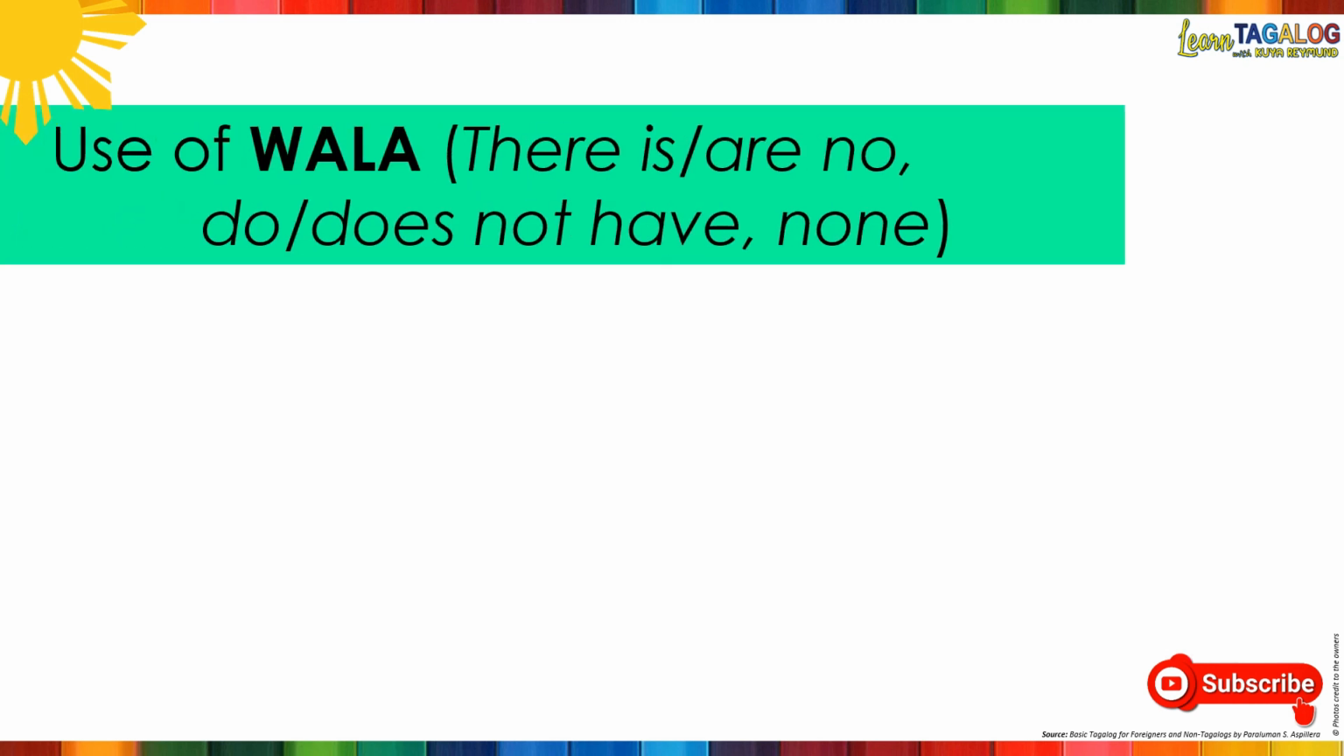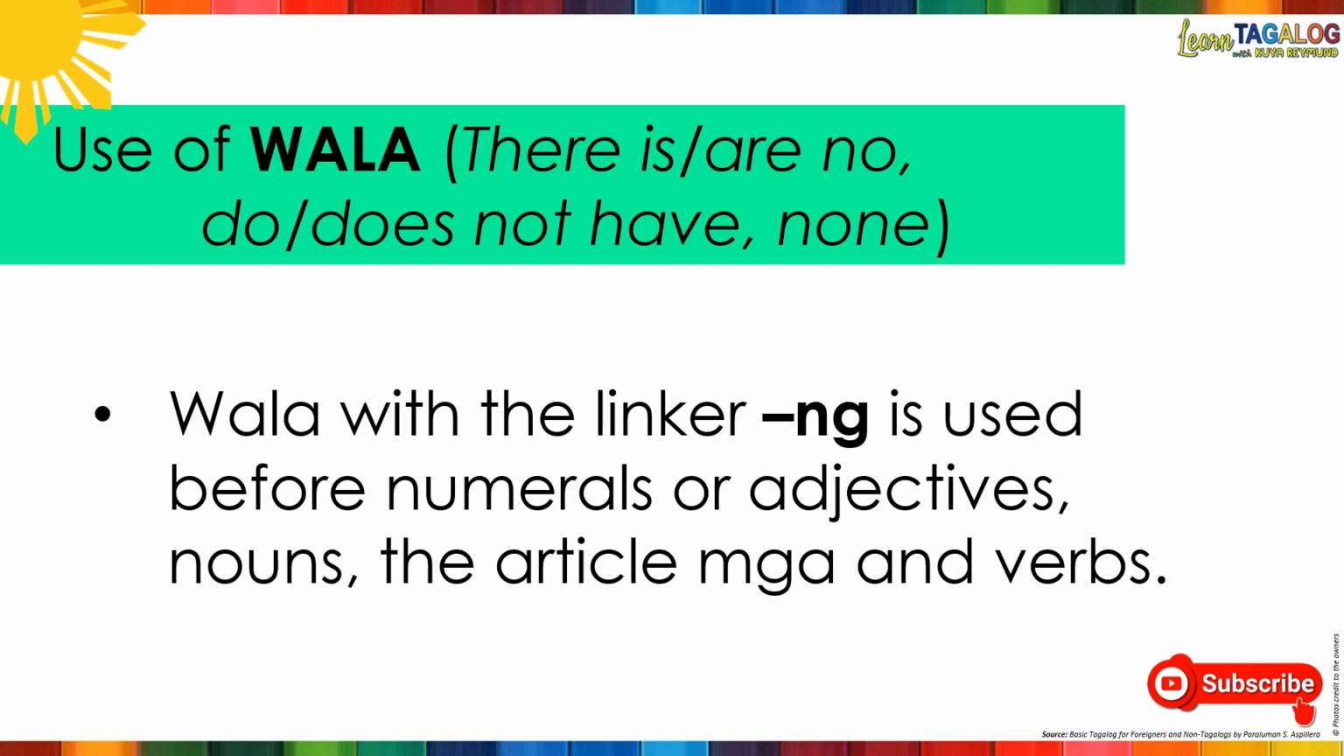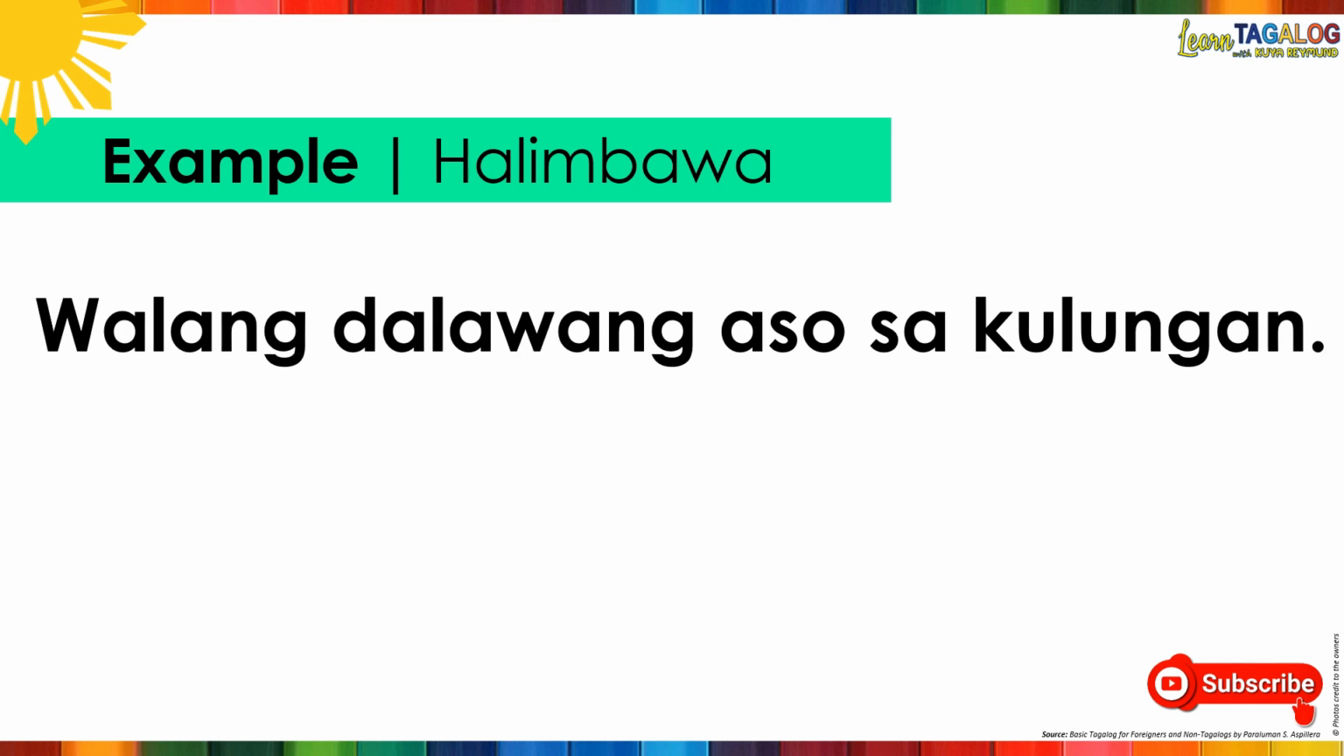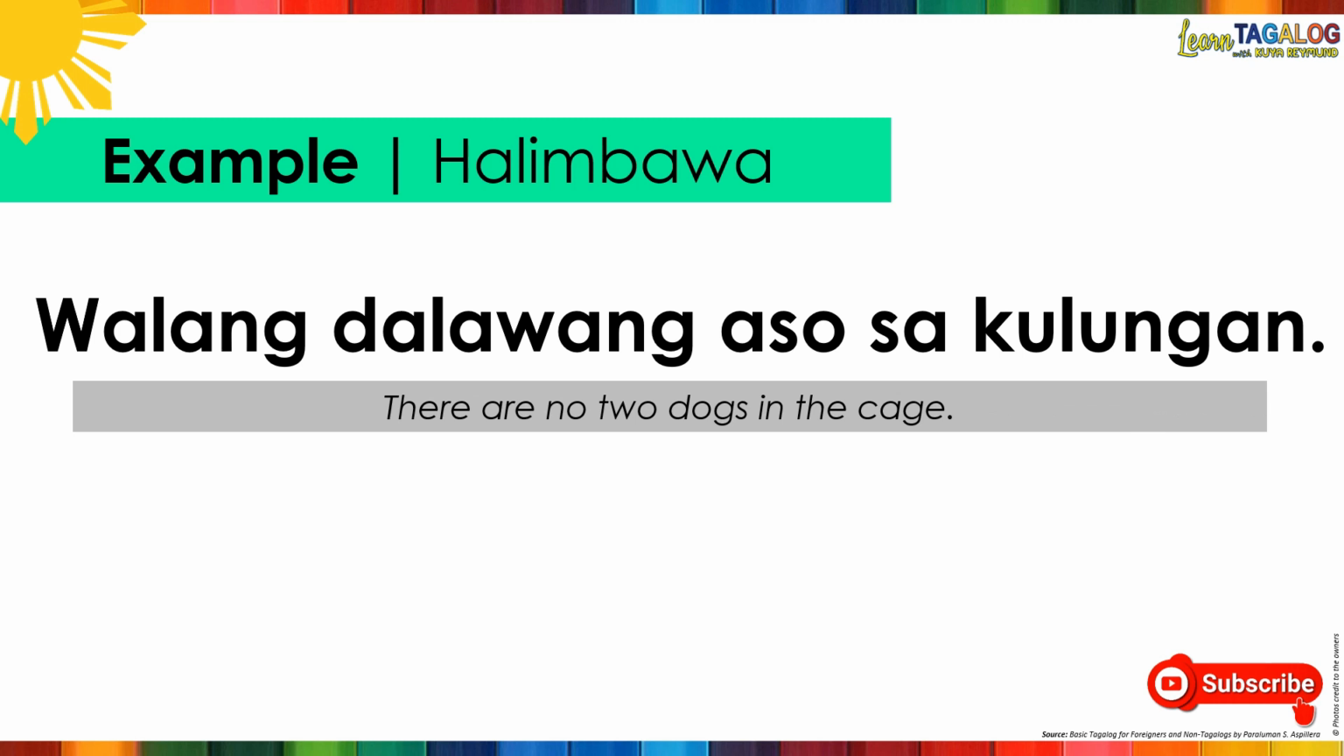The use of wala, another one, is that wala with the linker ng is used before numerals or adjectives, and also with nouns, and then the article mga, and also with verbs. So we have here an example, walang dalawang aso sa kulungan. When we say dalawa, that means two. And then like what we've mentioned earlier, aso is a dog and a kulungan is a cage or a prison. Walang dalawang aso sa kulungan.